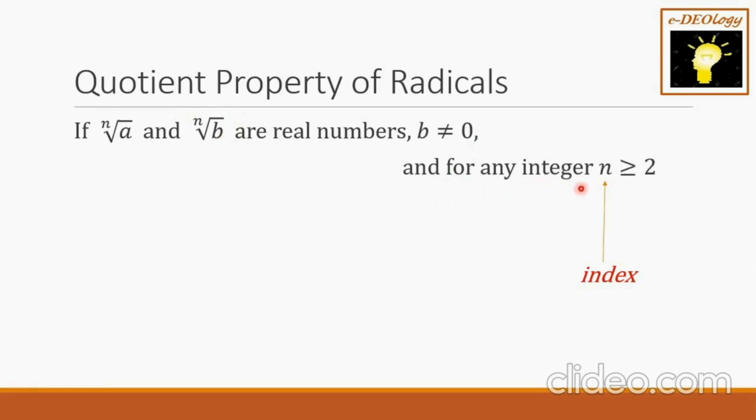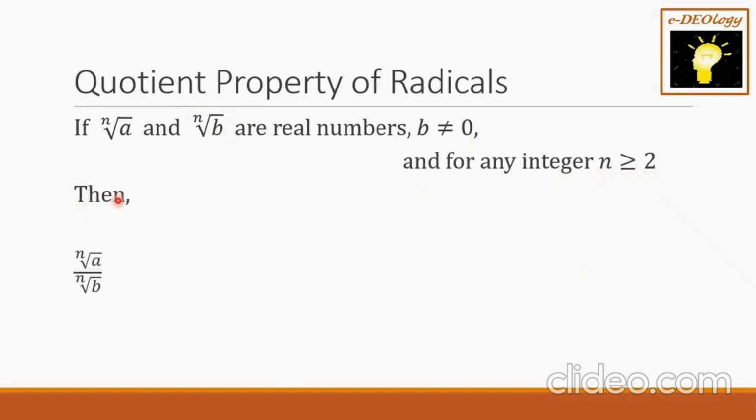And for any integer n, and that n is the index, it should be greater than or equal to 2. Then, we are going to divide the nth root of a by the nth root of b. The answer is a big radical with the index n. Inside the radical is a fraction, where the numerator is a and the denominator is b. So this equation here is what we call the quotient property of radicals.